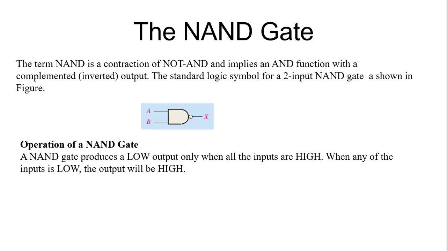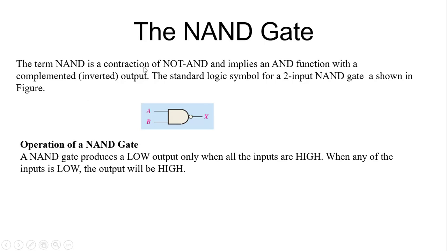The NAND gate. The NAND gate is called a universal gate. This is a very important gate. It is called a universal gate because through the NAND gate we can implement other logic circuits, other gates. We can construct an OR gate using NAND gates. We can construct AND gates and NOT gates using NAND gates. That's why it is called a universal gate.